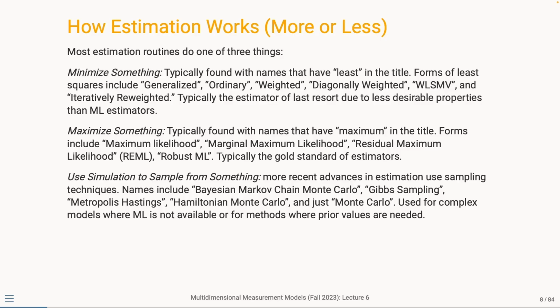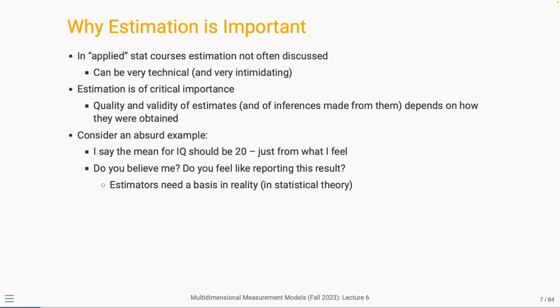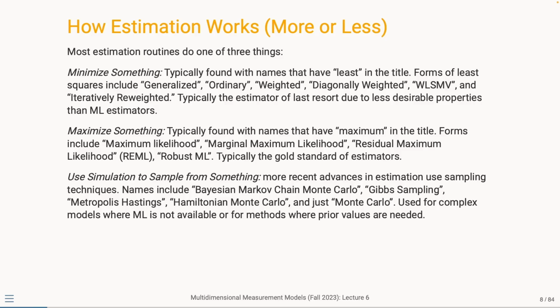Maximum likelihood, the M should actually stand for magic, because there are some magical properties that happen. I know that sounds funny, but seriously, wait till we see these properties. There's some legitimate reasons why we use maximum likelihood, which is really important. So let's talk a little bit about how estimation works.